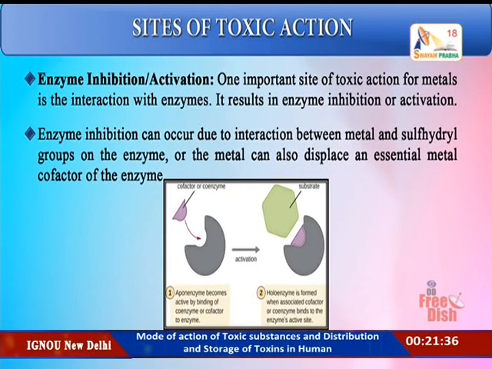So, in this diagram, you can see how the apoenzyme becomes active by binding of the coenzyme or a cofactor to an enzyme, and after activation you will see that holoenzyme is formed when an associated cofactor or a coenzyme binds to the enzyme's active site. So, therefore, enzyme activation and enzyme inhibition are all occurring, and the heavy metals and several other toxicants can displace the essential metal cofactors which are important in any body reaction.